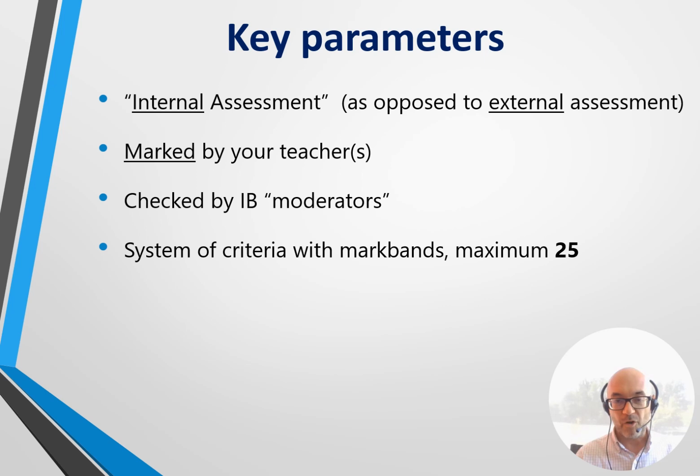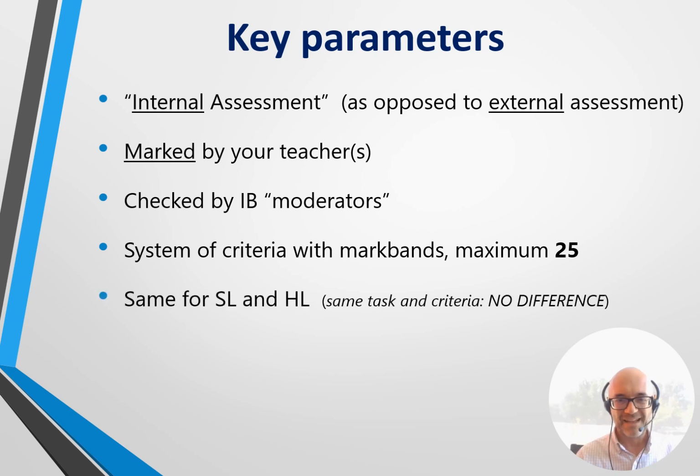Their role is just to make sure that your teachers have applied the criteria fairly and objectively. We have a system of criteria with mark bands. The maximum you may score is 25 for your IA. The task, the instructions, the criteria, the expectations are the same for standard level students and for higher level students. There is no difference.